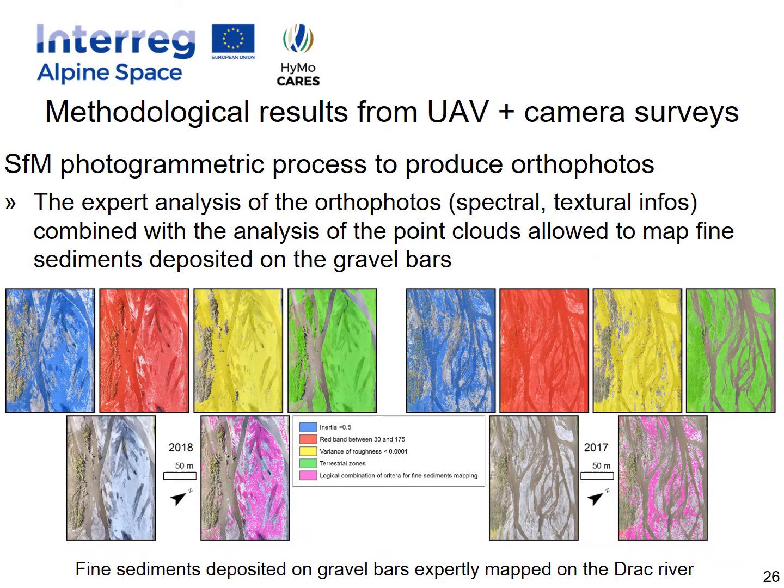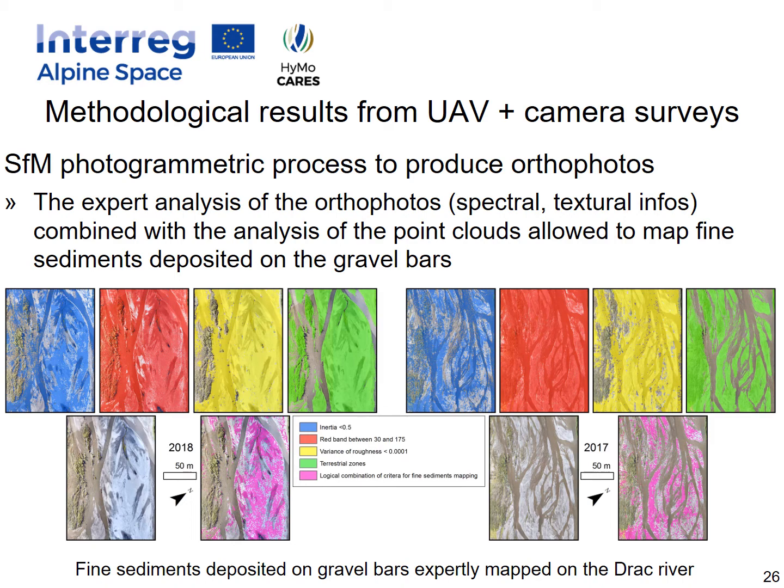The SFM photogrammetric process allowed to produce high-resolution orthophotos of 1-2 cm of resolution. These orthophotos were analyzed to extract automatically the fine sediments deposited on the gravel bars. Spectral and textural information were expertly analyzed and combined with a threshold on the proxy of the superficial grain size, which is the roughness indicator previously mentioned, to exclude pixels that correspond to surfaces with a high elevation variability. It means the vegetation, dead wood, and large boulders.